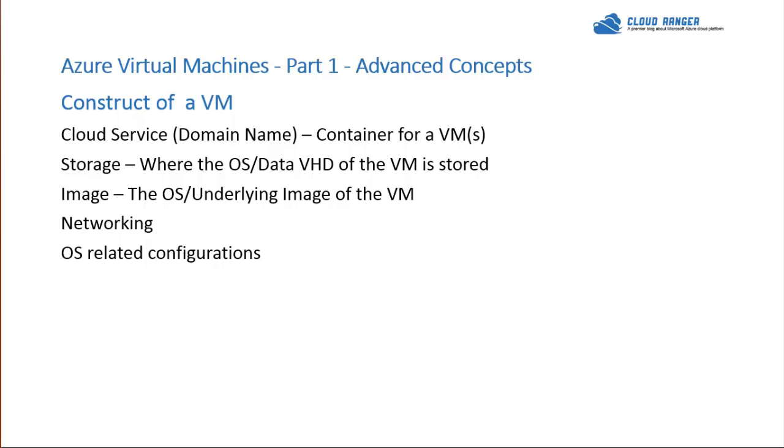So we have seen when you create a virtual machine, you need a cloud service. And now you can see in parentheses here, I've written domain name. On the management portal, the portal we have been using, it's called Cloud Service. It's also called Cloud Service on the PowerShell. I'm noticing that Microsoft has changed that a little bit in the preview portal, where they started calling the cloud service a domain name.